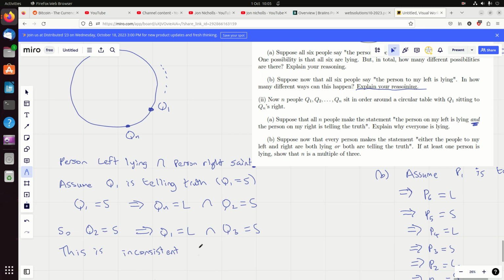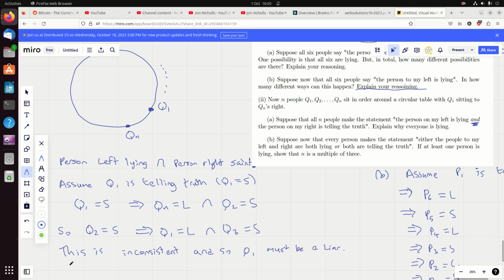Let's point out why. You might argue, well, this just shows that Q1 can't be telling the truth. But you could make exactly the same argument for Q2, exactly the same argument for Q3, etc., without loss of generality. That's the key thing. So this is inconsistent, and so Q1 must be a liar.